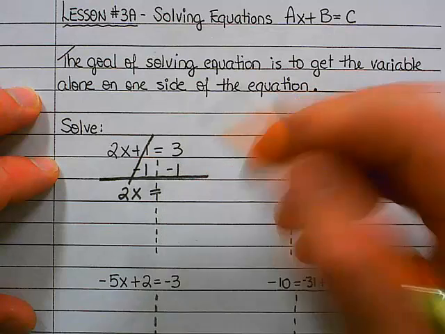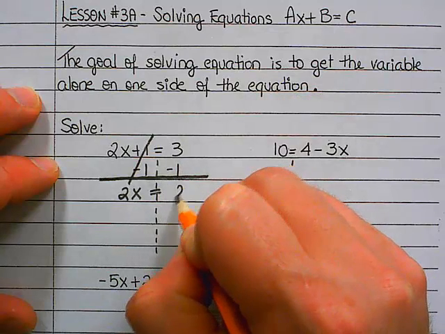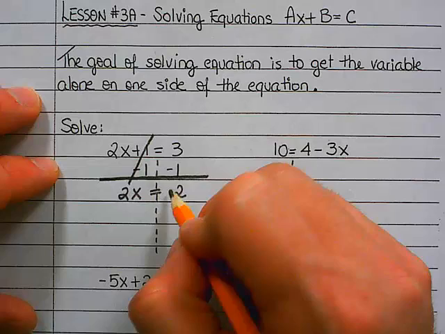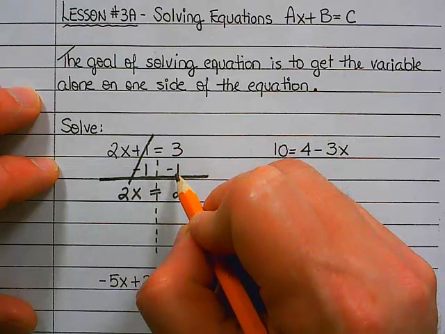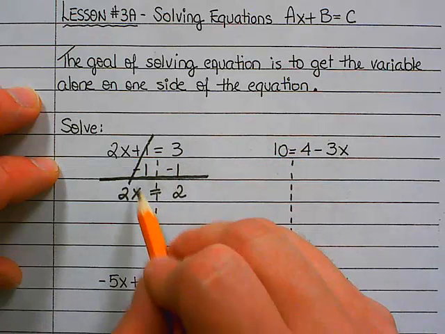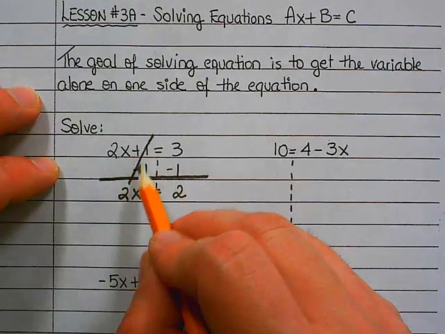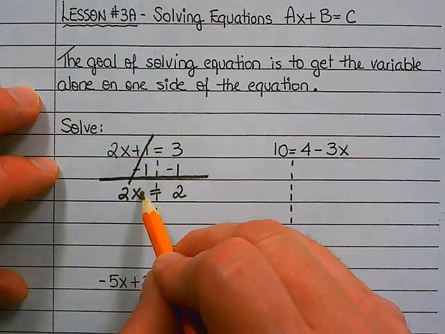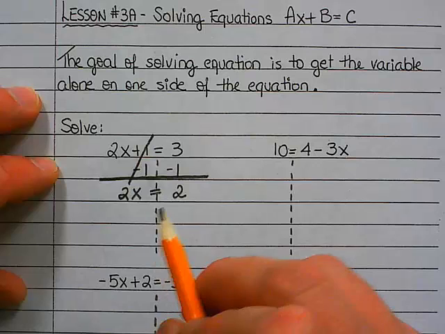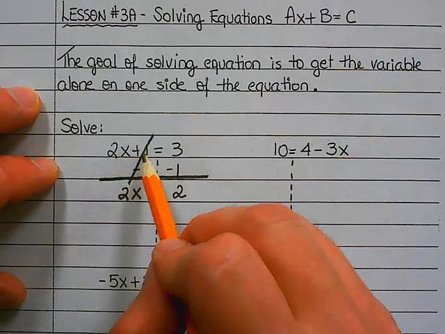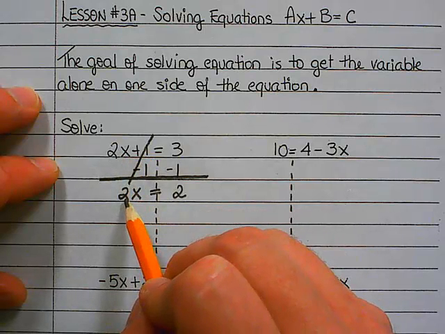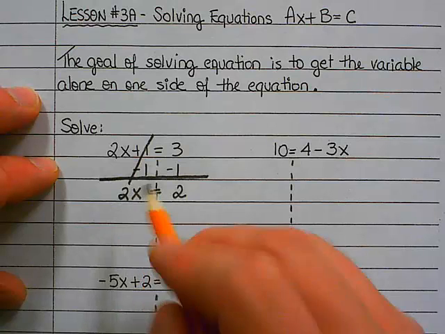And here I have positive 3 and negative 1. The signs are different, so I subtract. It would be a 2, and it would be positive 2 because 3 is the biggest digit. Alright, so if you notice, my goal is to get the letter alone. The letter is not alone yet, but we're getting closer. Before we had 2 and 1. Now we only have 2. So we're getting closer to the answer.